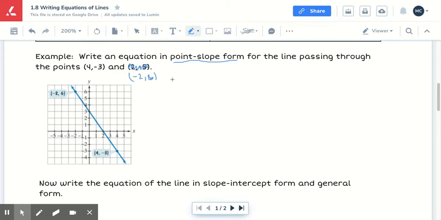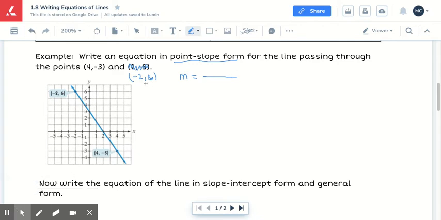Okay, so we're going to start in point-slope form. To do that, the first thing we need to do is figure out the slope, because they didn't give it to us. So I'm going to use the slope formula, and then I'll verify it with the graph, just to make sure it makes sense. With just a glance at the graph, I'm expecting this to be a negative number. If I come up with something that's not a negative number, I'm going to check my math.